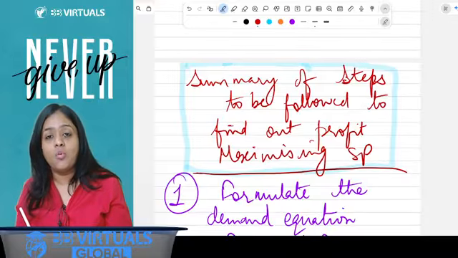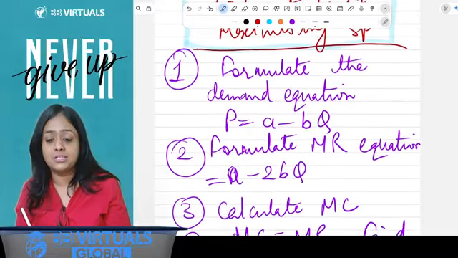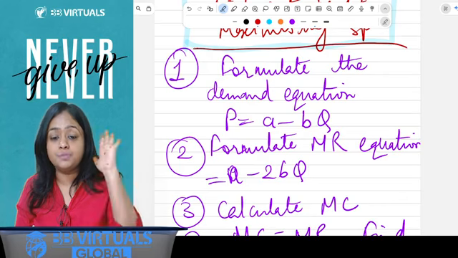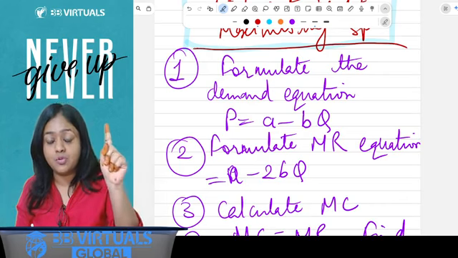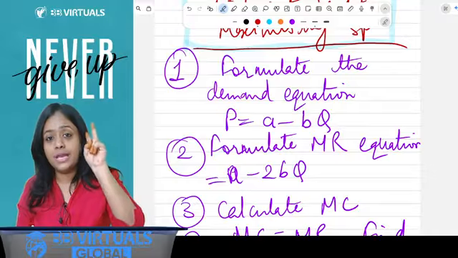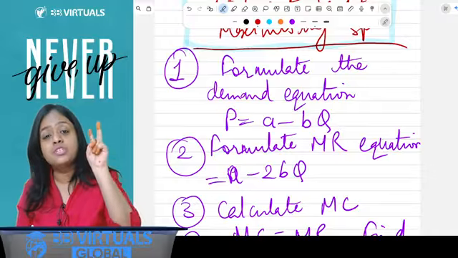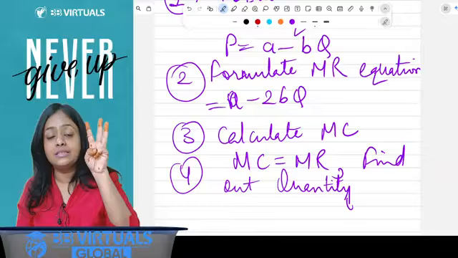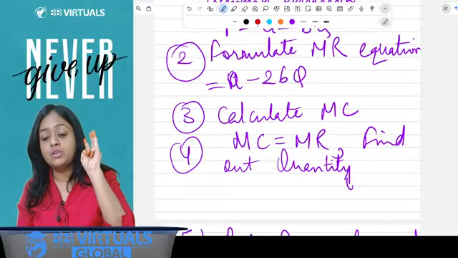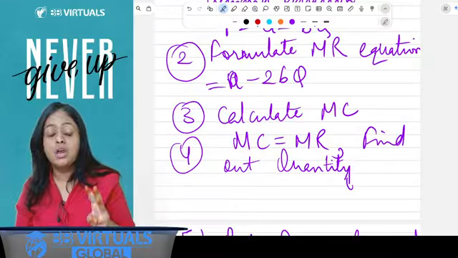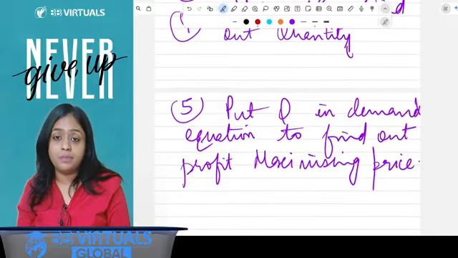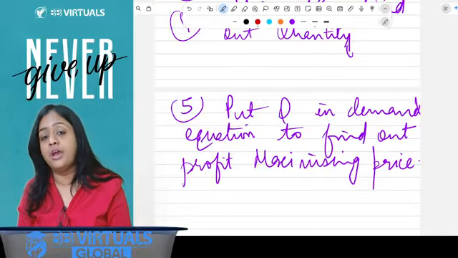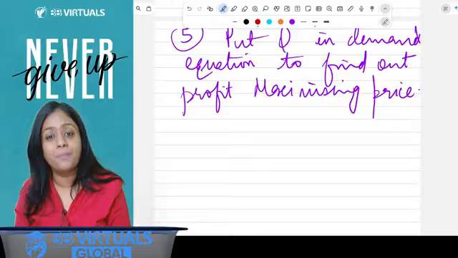Now let me quickly give you a summary of the steps to be followed to find the profit maximization selling price. Step 1, formulate the demand equation, which is P = A - BQ. Step 2, formulate the marginal revenue equation, which is P = A - 2BQ. Step 3, calculate the marginal cost, which is equal to variable cost per unit. Equate MC = MR and find the quantity. Put that quantity in the demand equation to find the profit maximizing price.